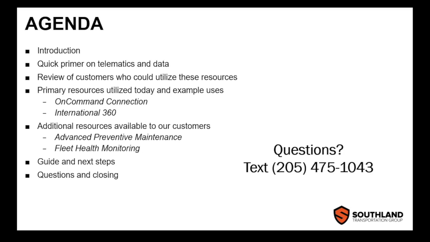So first and foremost today, we're going to talk about resources that are available through Southland and through Navistar International. We've done our introduction. The first thing we'll do is go into a quick primer on telematics and the data that's available through those systems. We're going to review which customers could utilize the resources, and a hint is going to be for everyone. We'll talk about the two primary resources being utilized today and some example use cases. Those two primary resources are OnCommand Connection and International 360.